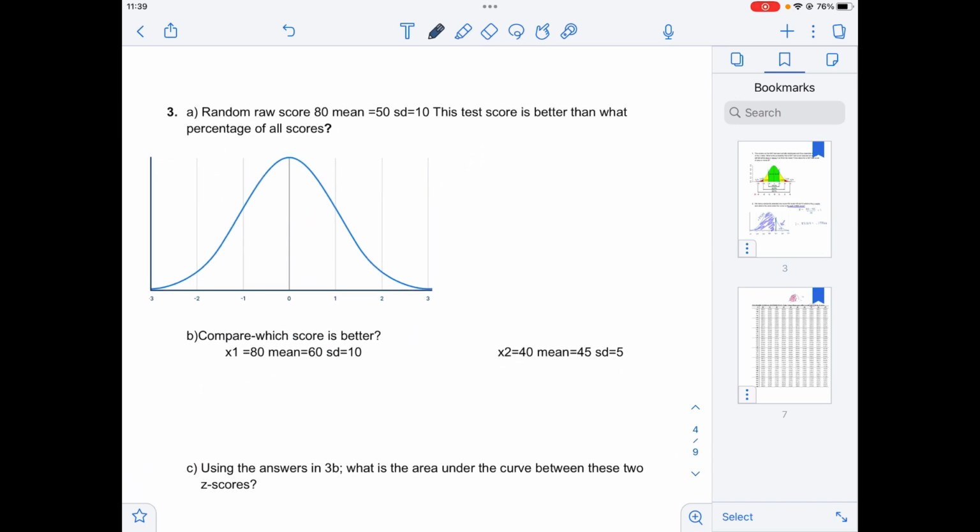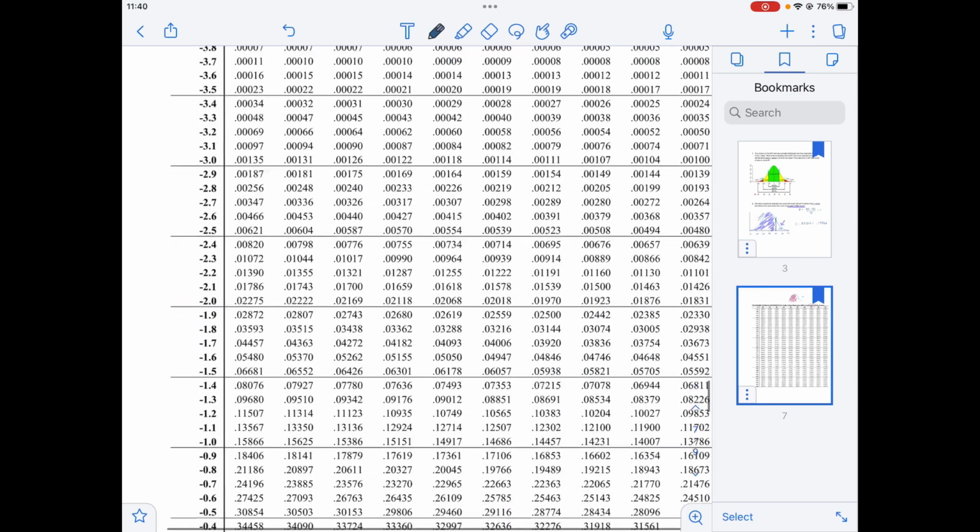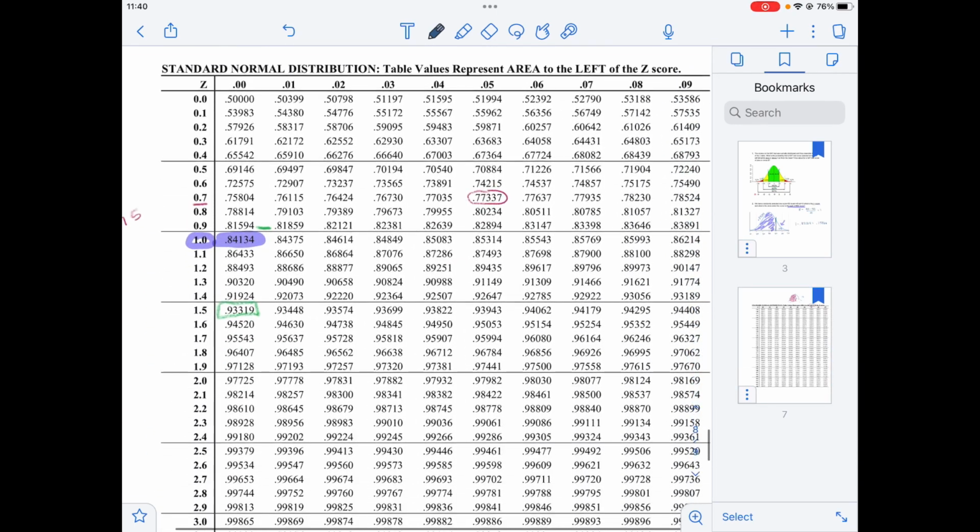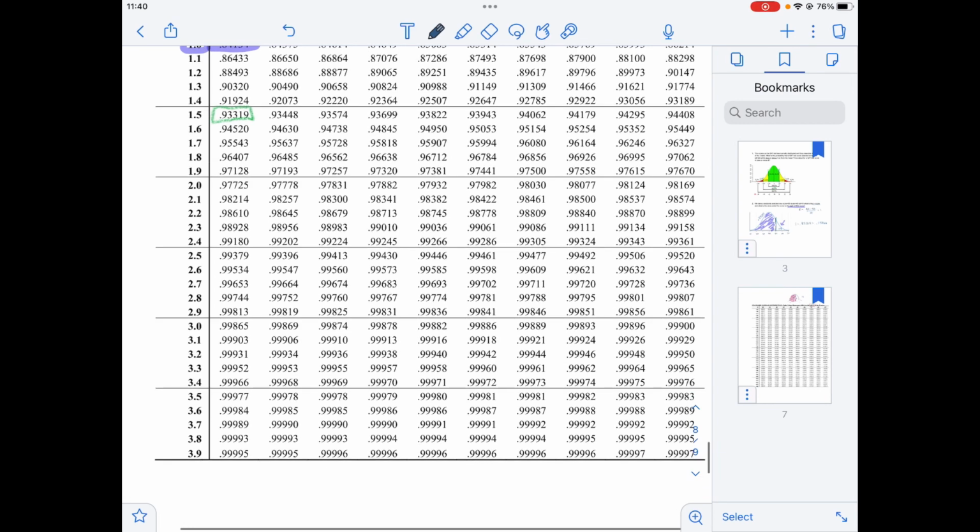So we have a random raw score of 80, a mean of 50, and a standard deviation of 10. For a raw score of 80, we take 80 minus 50, which is the mean of the test, and divide by 10. That gives us 30 divided by 10, which is 3. That means our Z score is 3. Now we'll go to our table and look for 3. All right, there's our 3 right there, 3.0. So 0.99865.